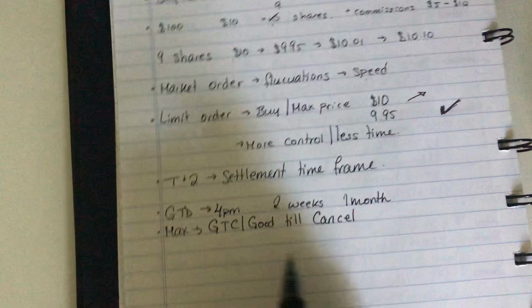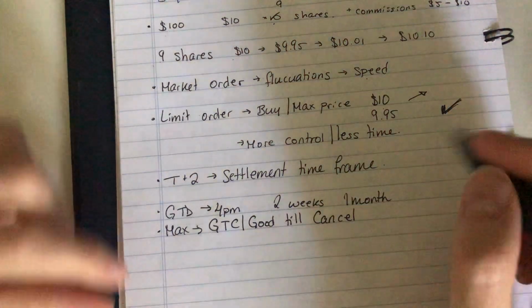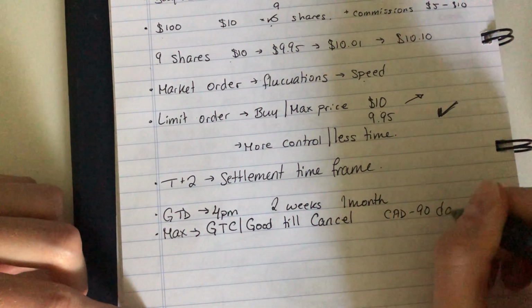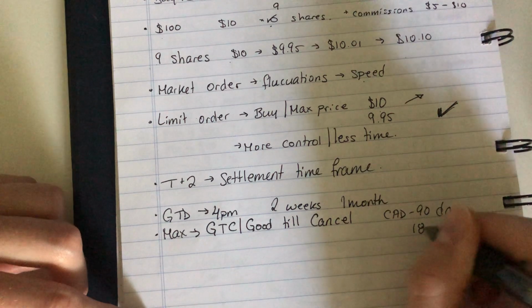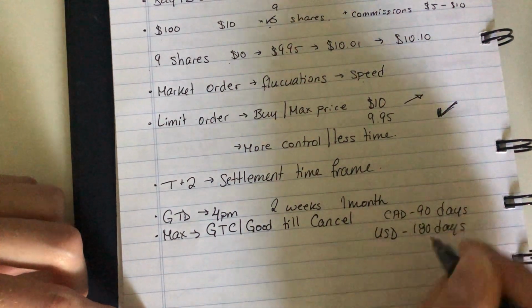Okay, that maximum time frame depends on if you're looking at a Canadian or a US stock. So for Canadian stocks, it's 90 days. For US, it's double that. It's 180 days. Okay, so that just essentially means you're going to wait as long as possible for your order to get filled.